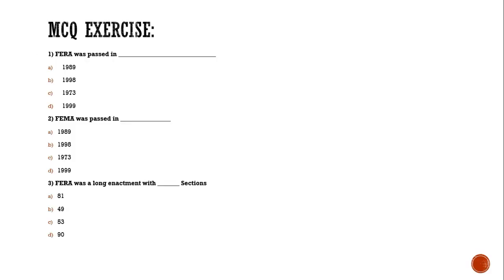Number 1, FERA was passed in the year dash. Second, FEMA was passed in the year dash. Third, FERA was a long enactment with dash number of sections. Now read the question once carefully. Try figuring out what might be the right answer for it. I will give you a couple of minutes to solve it and then we will discuss the answer.